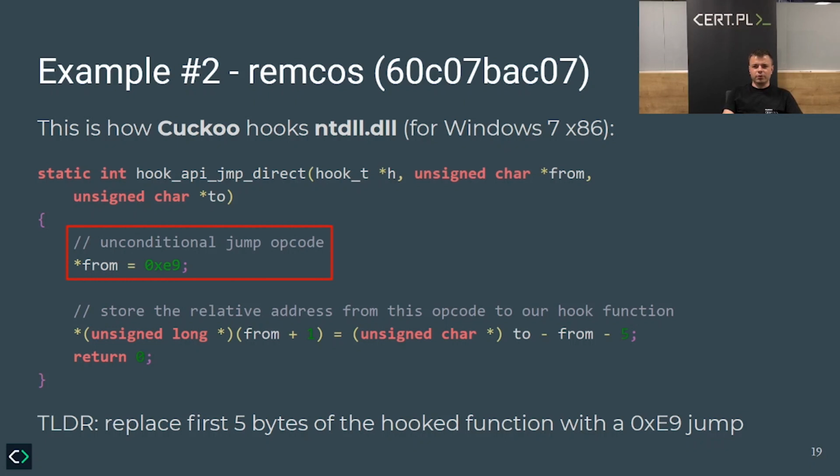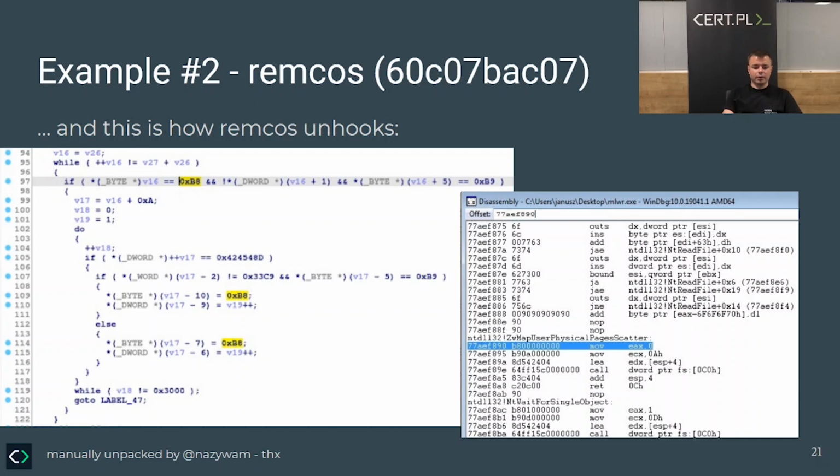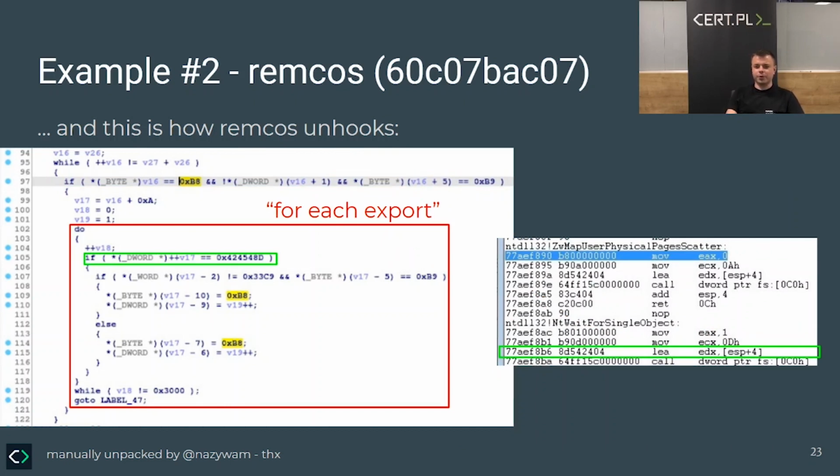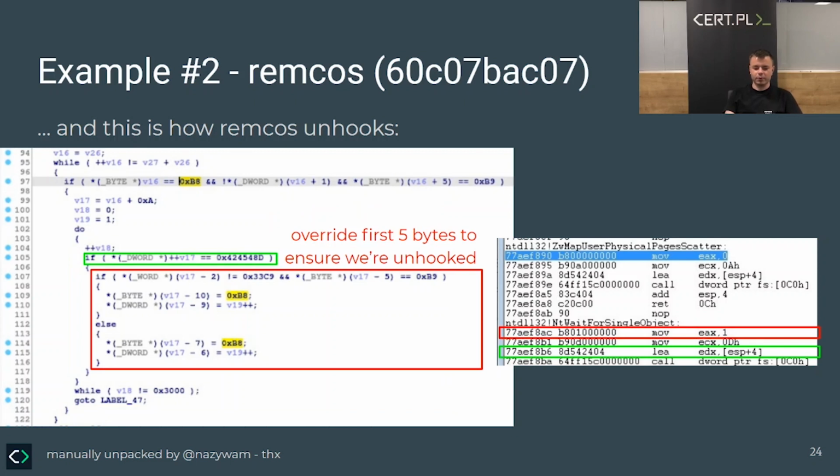So basically, it would take the first 5 bytes of the function about to be hooked, and then it will override the first byte with the unconditional jump opcode and the next 4 bytes with the relative address of the hooking runtime. Now let's see some part of the Remcos, which is binary matching the first export. This is the frame shown in the debugger, and it has a loop which for each export finds the third instruction and then overrides the first instruction, and it overrides exactly the first 5 bytes to ensure that the function is unhooked. So this code basically reverts all the work that was done by Cuckoo previously.